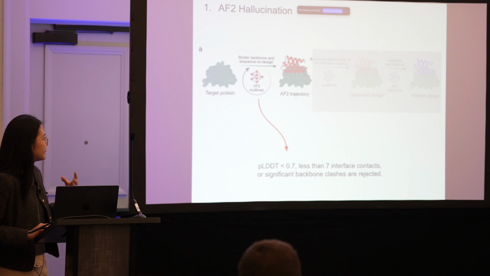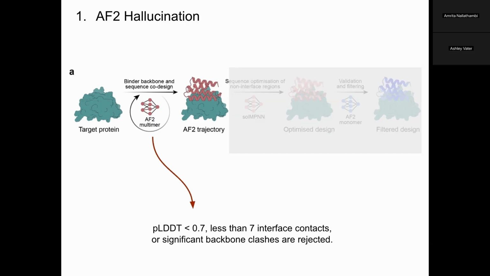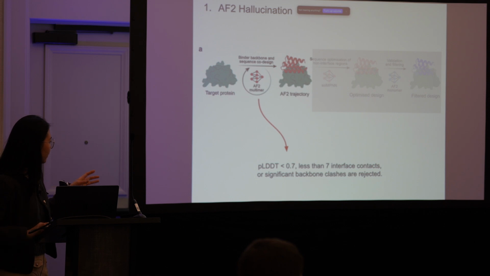So it's better to avoid that situation. The way people usually filter is to filter out very low pLDDT scores, filter out the binders that have very few contacts, and reject binders with significant backbone clashes.